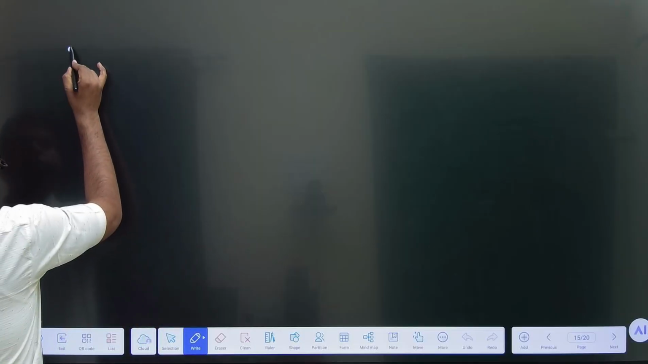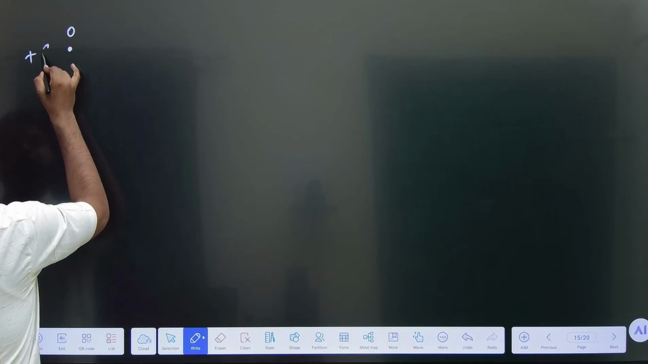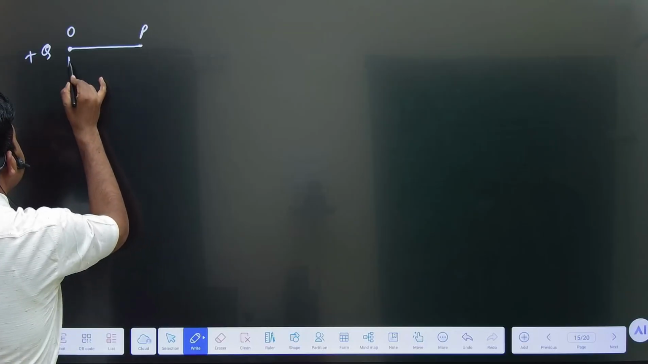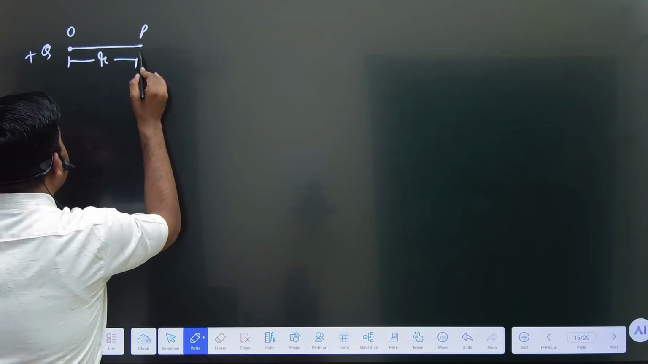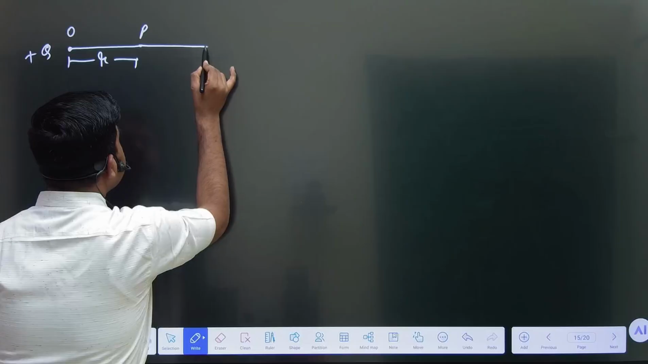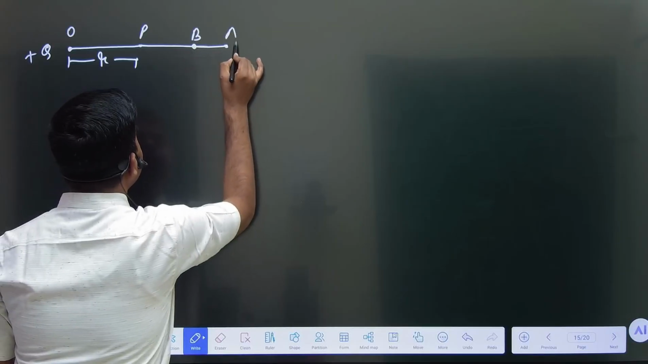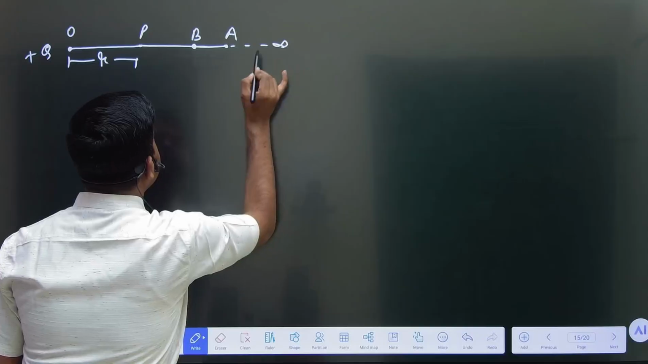Let us consider a point O at which plus Q charge is placed, and from point O, at a distance small r, a point P is situated. Now at certain distance, these are the two points. This is the point B and this is the point A, and let's say this is the infinity.